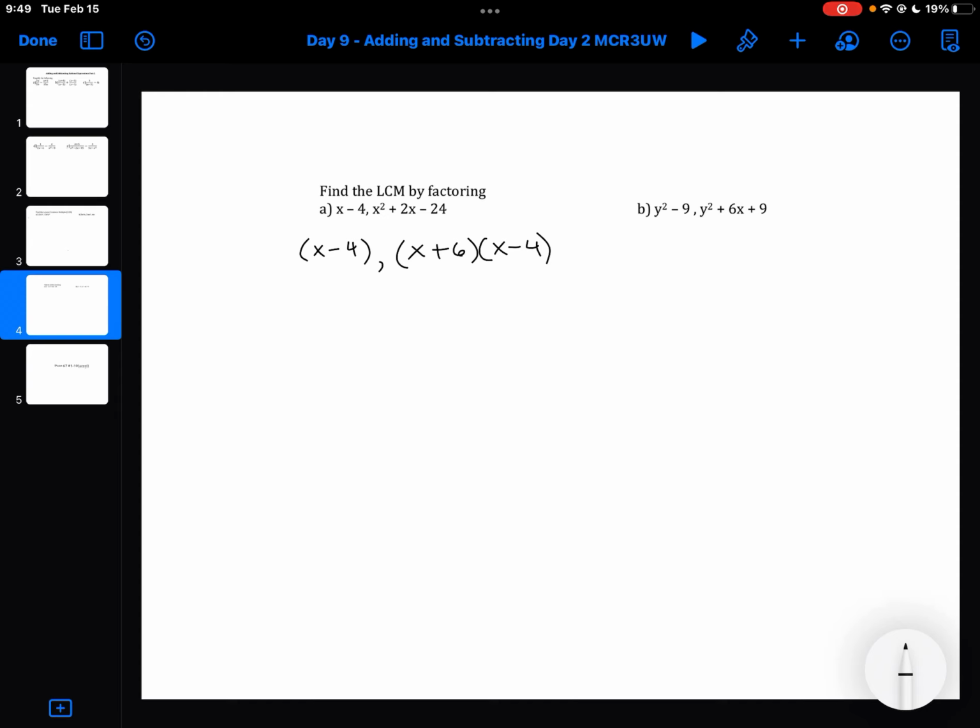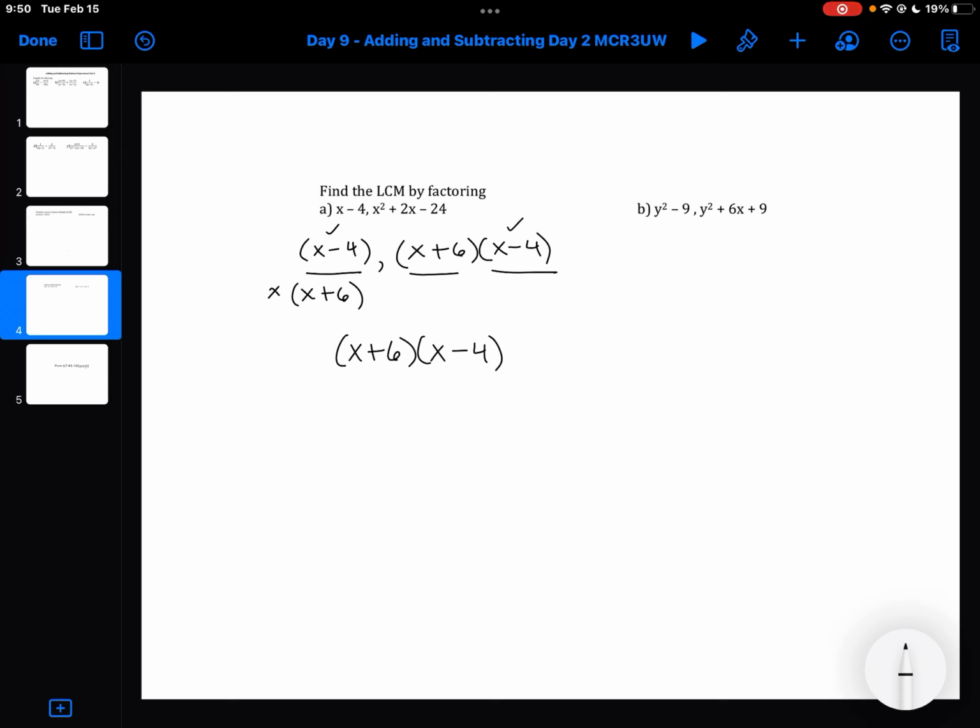Now what I notice is that I have two factors in my second expression and one factor in my first expression. Those x minus 4s are common. The only thing missing from my first expression would be x plus 6. So my lowest common multiple between these two would be x plus 6, x minus 4, and I would get there by multiplying my first one by x plus 6.